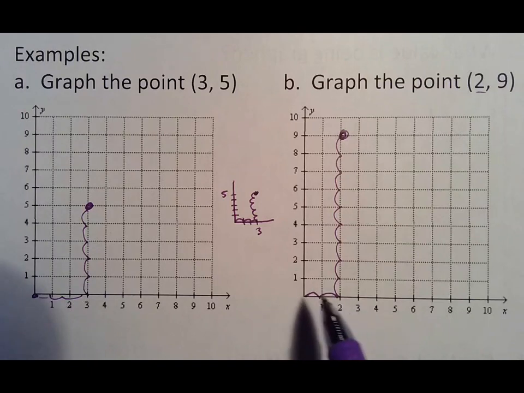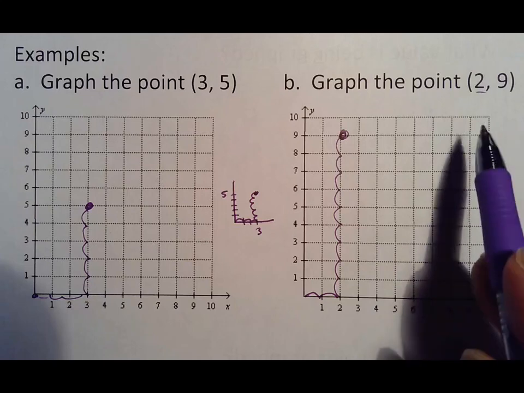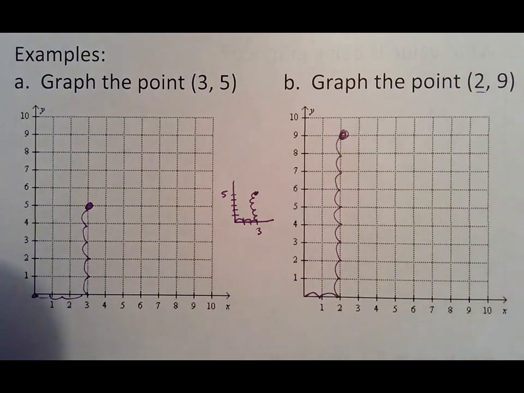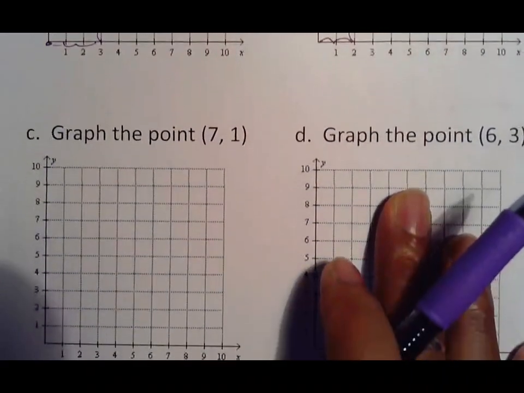In your notes, it's showing you where to go, because you notice I'm not going 2 up, 9 over. I'm going 2 over, which is your first number, and then 9 up, which is really what you need to be making sure you're paying attention to as you do your notes.